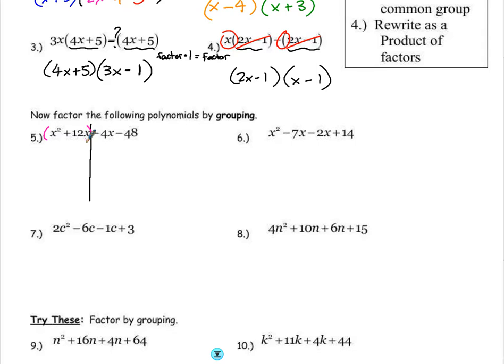So since there's no common factor in terms of numbers, but there is a common factor of x, I'm going to take him out first. What's left over is, when I take away an x from x squared, I'm left with an x, plus when I take an x away from x, they're gone, I'm left with just a 12. Now we're going to look at the second part of this expression, which is negative 4x minus 48.